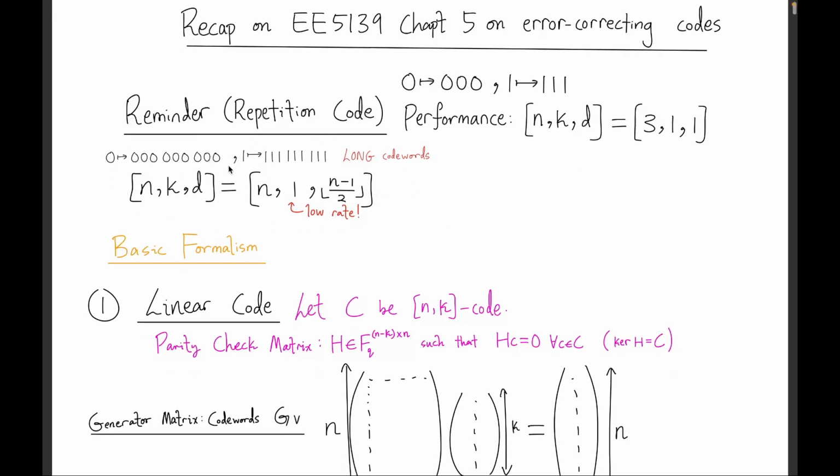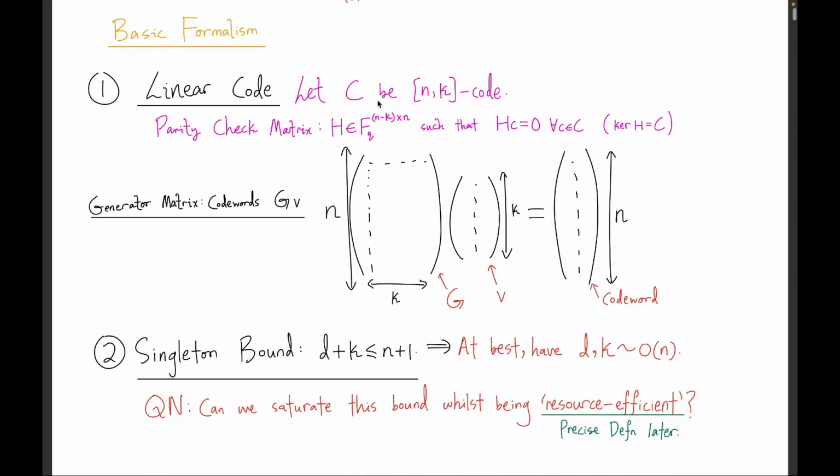make the code word longer in the repetition code. K isn't going to change, but D does increase proportionally, but the rate is very low. So let's quickly remind ourselves of some basic formalism on linear codes.